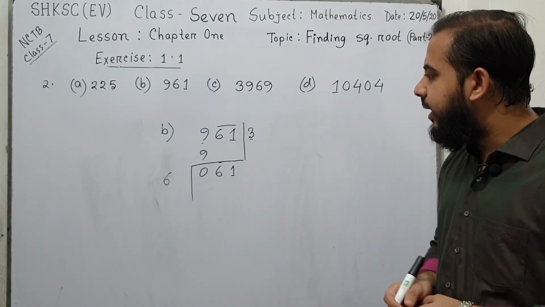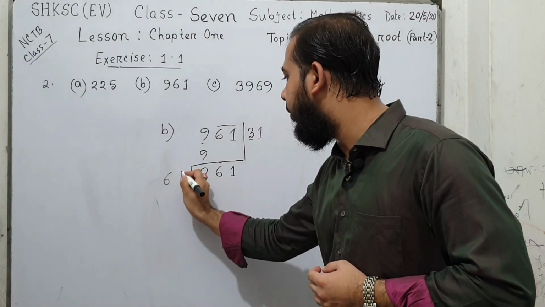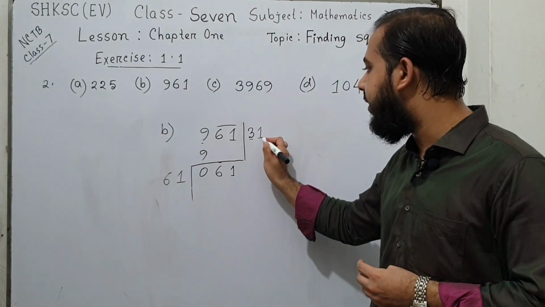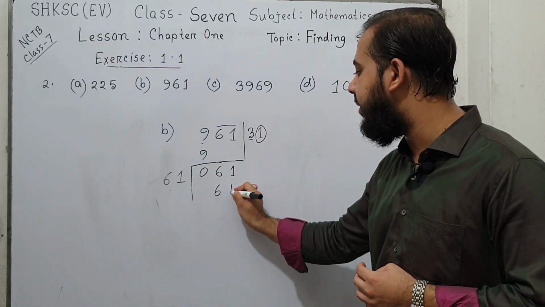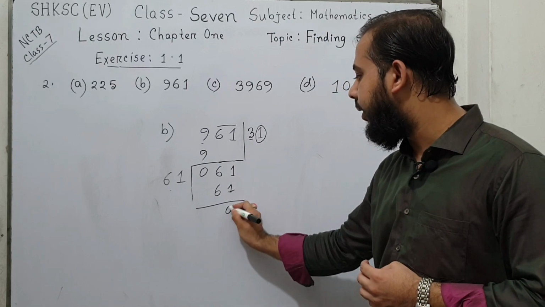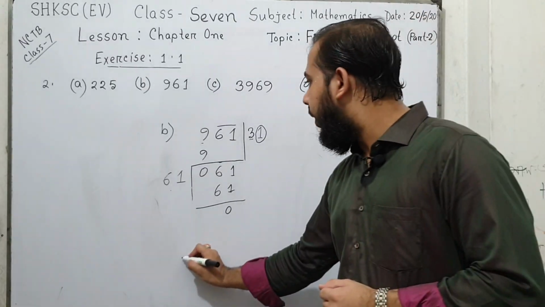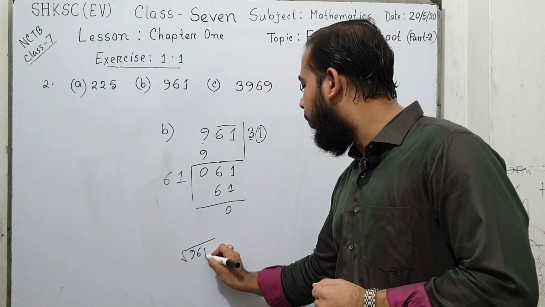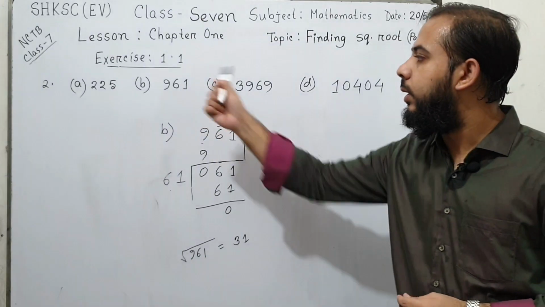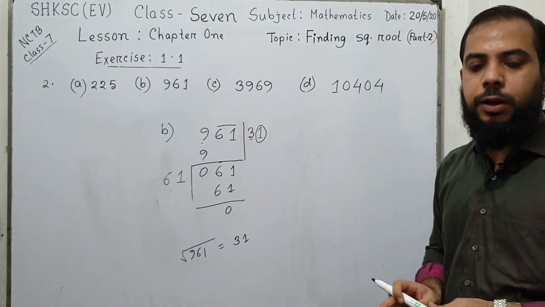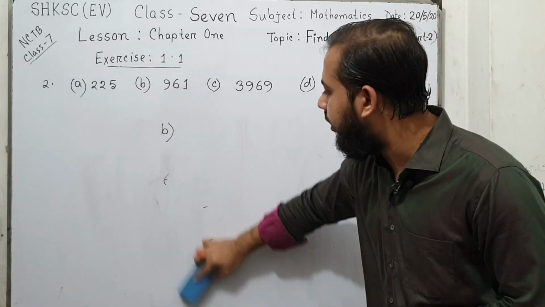So this is very easy looking. If we put here 1 and then we also put here 1, so 61, we will multiply 1 times 61, so 1 times 61 will be 61, and if we subtract it will be 0 and there is no remainder. So the square root of 961 is equal to 31. So let's take a look at the next problem.